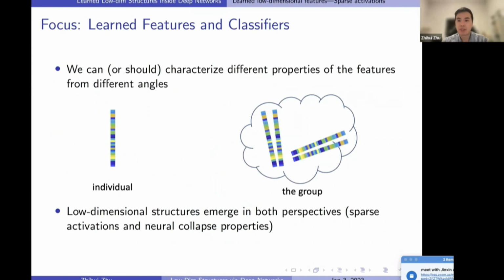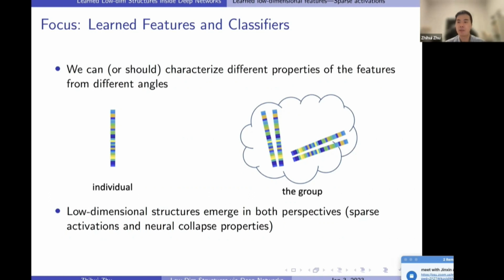With this setup, our goal is to study the properties of the learned features and classifiers. We assume the network is well trained. Probably you would imagine there are different ways to characterize the properties. In this lecture, we will take two perspectives. The first one is that we take one input and look at its features. We try to see what properties the features have. We consider this as the individual property.